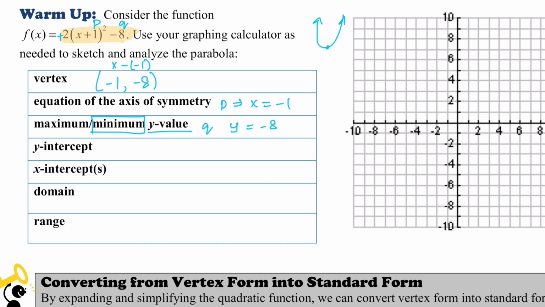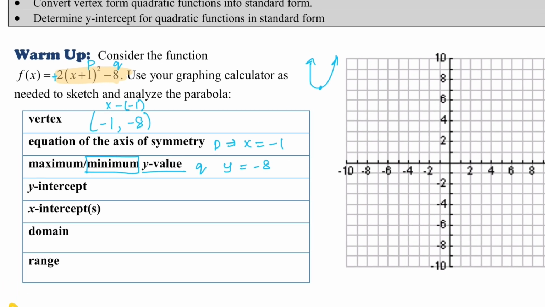Your x-intercept, we'll have to find that out. Your y-intercept will be when x is equal to 0. So let's find that out. 2 times 0 plus 1 whole square minus 8. 2 times 1 minus 8. 2 minus 8 is -6. So your y-intercept will be 0, -6.